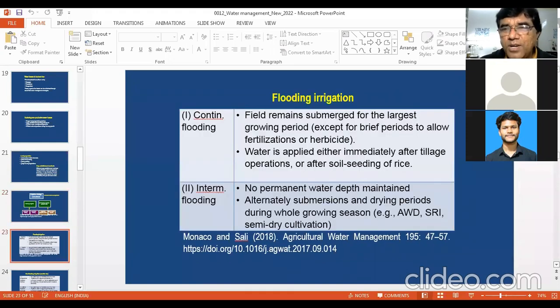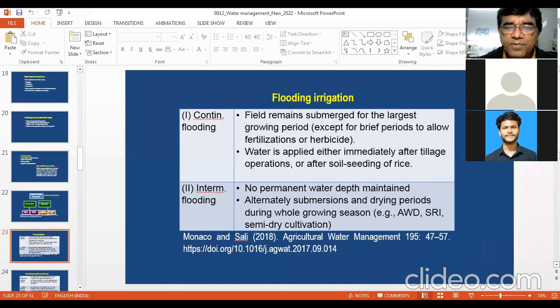Now you see 4 different methods. One is flooding irrigation, which can be continuous flooding. The field remains submerged for the largest part of the growing period, except for brief periods to allow fertilization or herbicide. It means most of the time the soil has standing water. Water is applied either immediately after tillage operations or after seeding of rice.